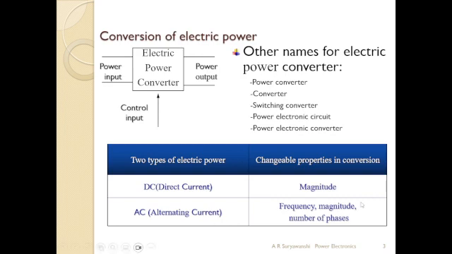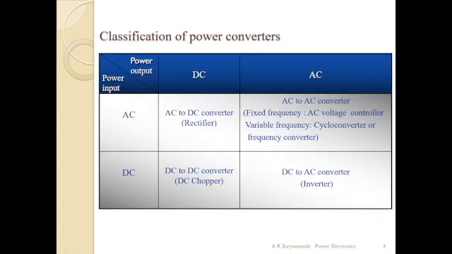There are two types of power, DC power and AC power. Depending upon the requirement, if your input is AC and the output required is DC, you convert AC to DC, that is called a rectifier. If input is AC and output required is AC, it is an AC to AC converter. If input is DC and output required is variable DC, it is called a DC chopper, DC to DC converter. And when input is DC and output required is AC, it is a DC to AC converter, that is an inverter.